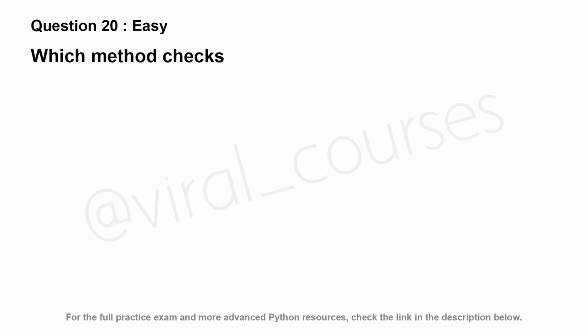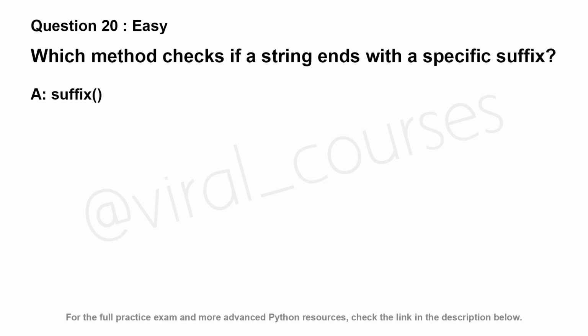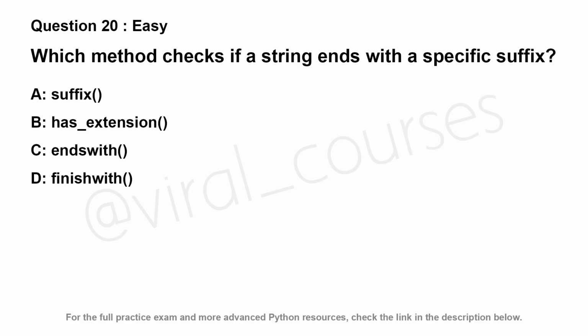Which method checks if a string ends with a specific suffix? Option A, suffix. Option B, has_extension. Option C, endswith. Option D, finishwith.